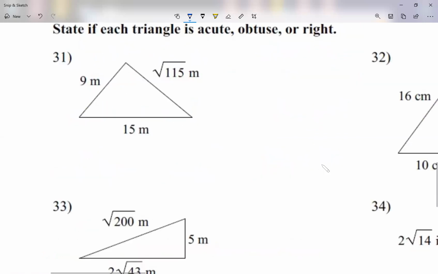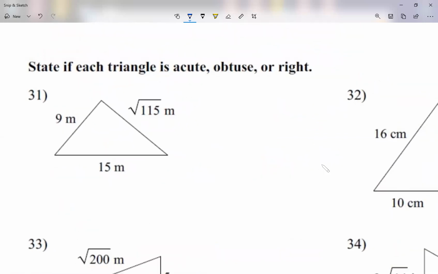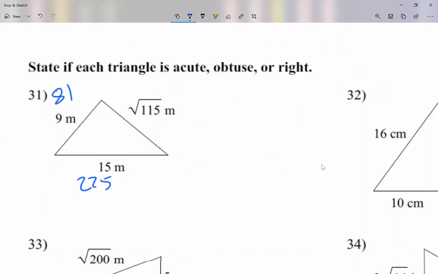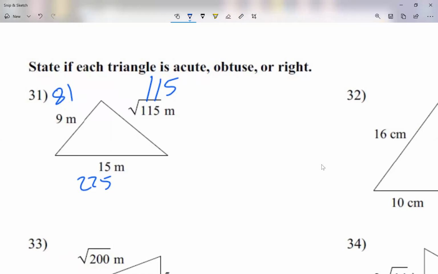Let me take a look at our examples here. State if each triangle is acute, obtuse, or right. Let me square each of my sides. 9 squared is 81, right? 9 times 9 is 81. 15 times 15 is 225. So those are easy. Now, when you square a radical, radical 115 times radical 115, you just get the number on the inside. So that's even easier.